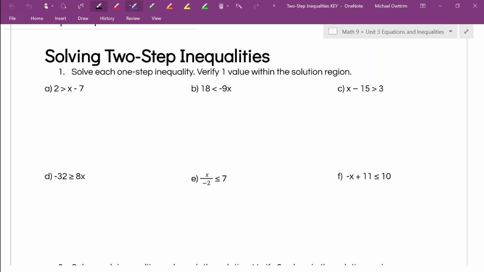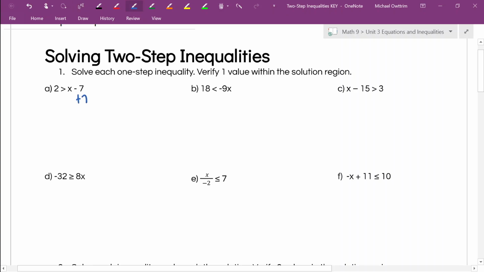Hello class, today we're looking at solving some a little bit more complicated inequalities. So our first question just deals with one-step inequalities where we want to verify our solution. So these are mainly just to remind you of your basic steps. So in question A, we notice that x is being subtracted by 7.